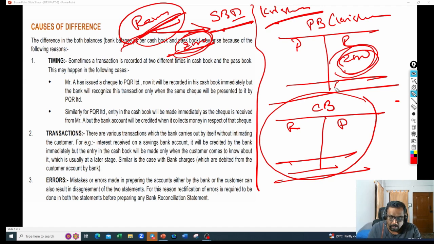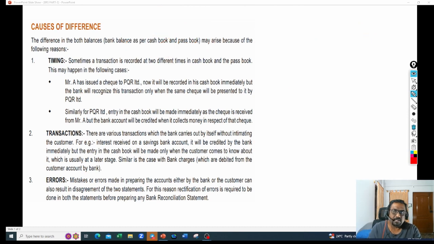So ultimately what we understood here is there are different reasons why the differences can appear. One is timing difference. I already explained with examples. The other one is transactions directly being entered by the banker, because of which the differences might come. And there could be some clerical mistakes. Because of those clerical mistakes also, you could see the difference between passbook and cash book. How to deal with them, we are going to learn all those things.